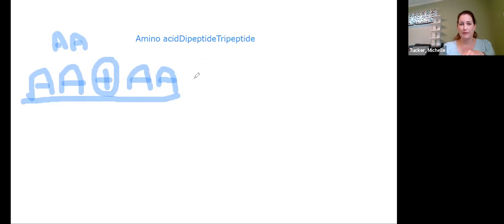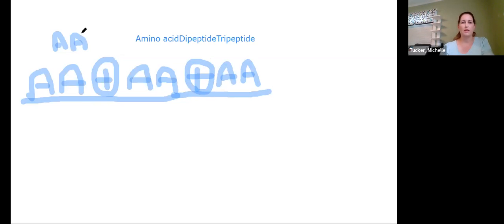So now with a tripeptide, where you have 3 amino acids, you have how many peptide bonds? 2. Very good. So an amino acid has 0 peptide bonds because it's just a building block. A dipeptide has 1, and a tripeptide has 2. Very good. Okay, so there we go.